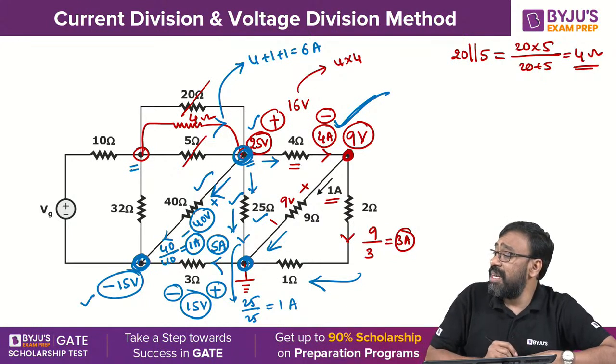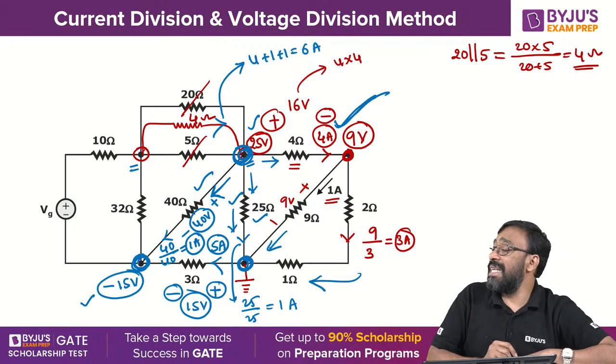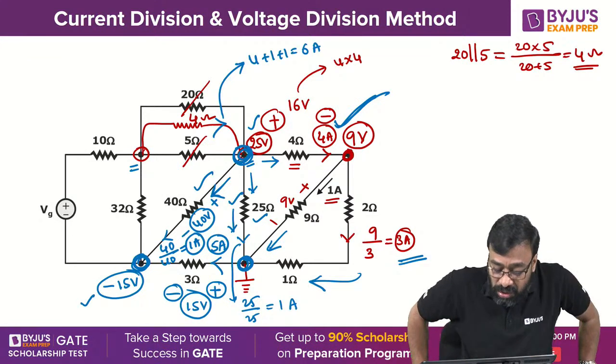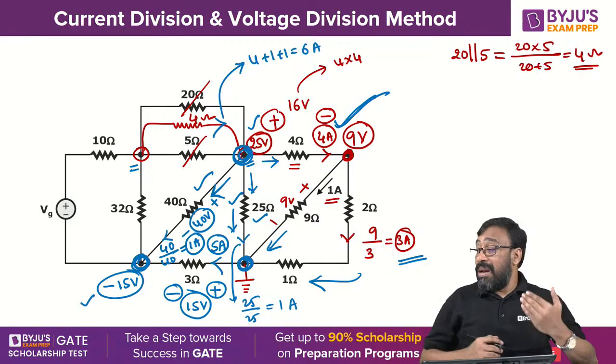But what is that 16, Ashok? Tell me. What is that 3 ampere? Yes, 3 ampere, I think it's very good. 16 volts is very good. Yes, I got it now. 1 ampere is also very good. But I think you understand the voltage across 40 ohm, how I have calculated.